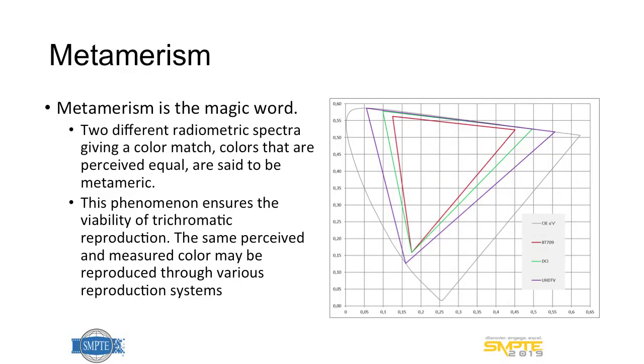So one way of measuring the variation depending on the reproduction system is called Metamerism. Metamerism is something that was developed because very different spectra can give the same color perception. And those characteristic spectra are metameric. That's the definition of metamerism.